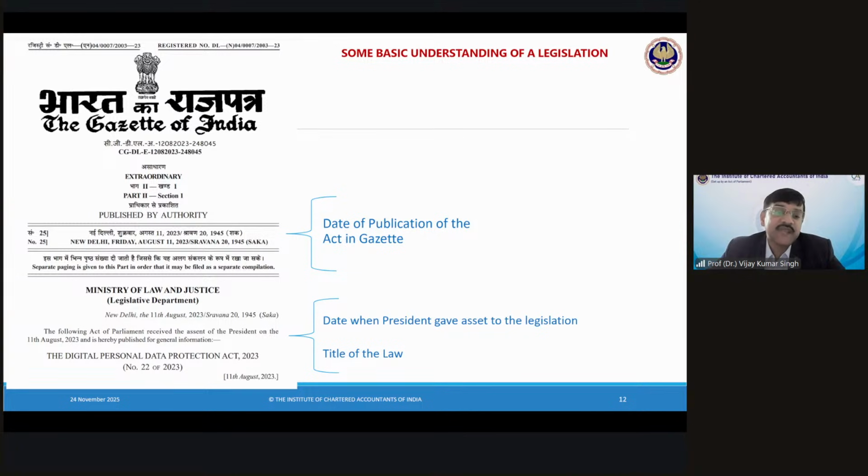And you can also see in brackets, there is something written that is called number 22 of 2023. So every legislation gets a number in that particular year. So this was the 22nd legislation of 2023, which was passed by the parliament.